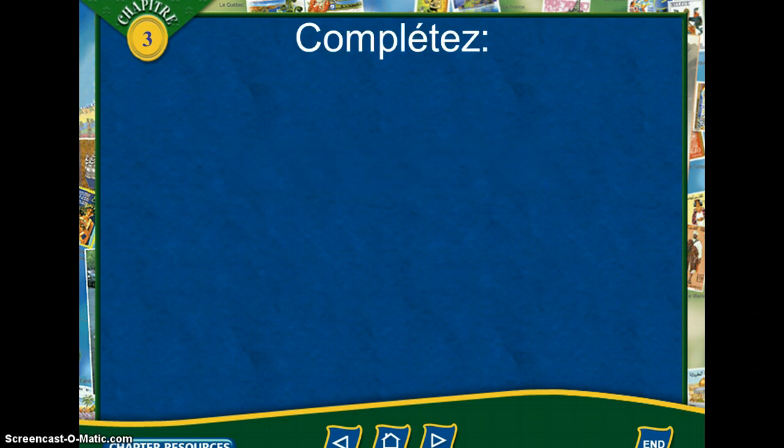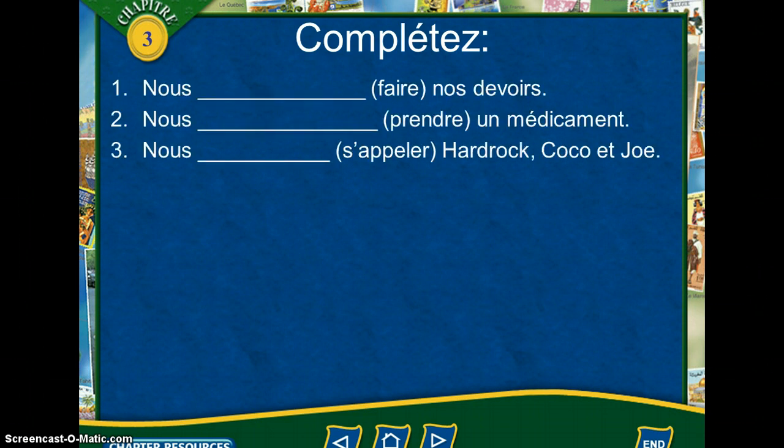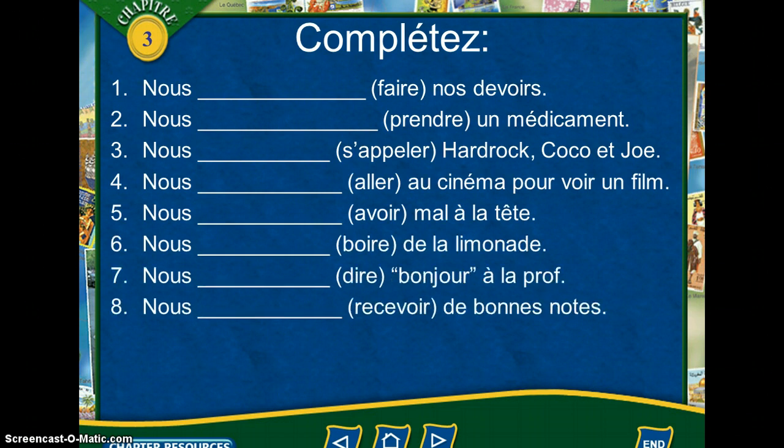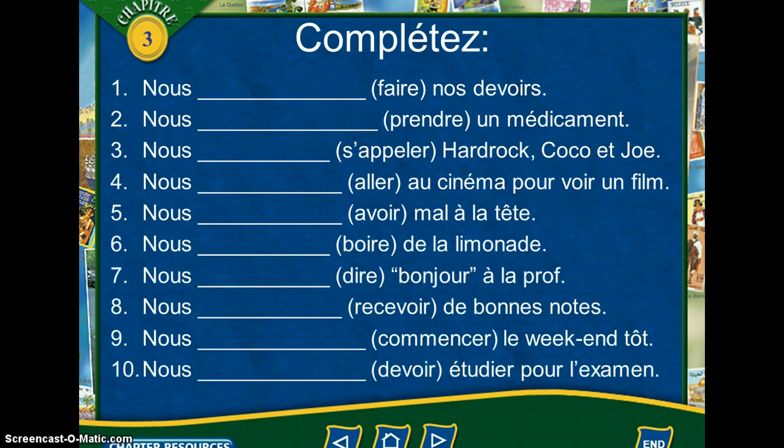First, what I want you to do is, in your notes, complete these sentences with the correct form of the verb. You're going to notice that all of these sentences are asking for the verb in the new form. So pause, answer these questions, and then you can see the answers.